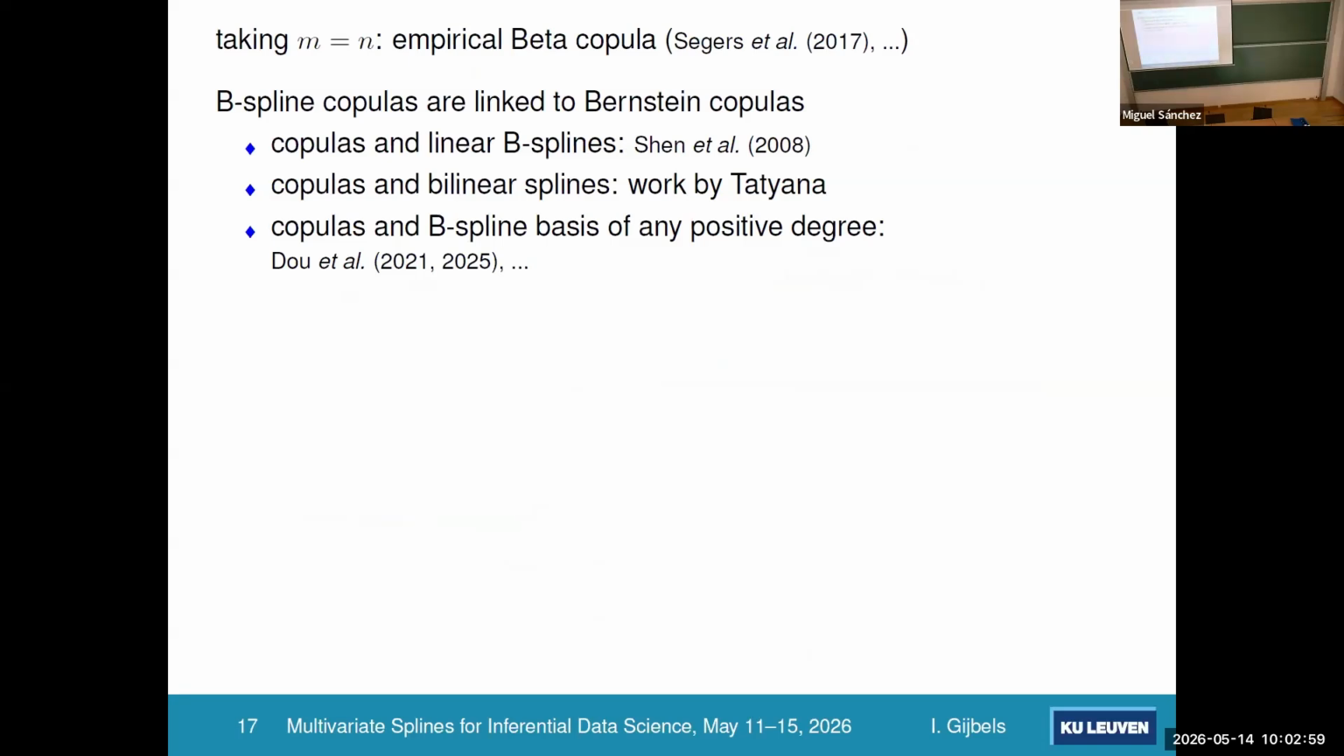Then people started using linear B-splines. I just drop a few references. I also learned here at the workshop that Tatjana did work on that. So, you know, I learn a lot.